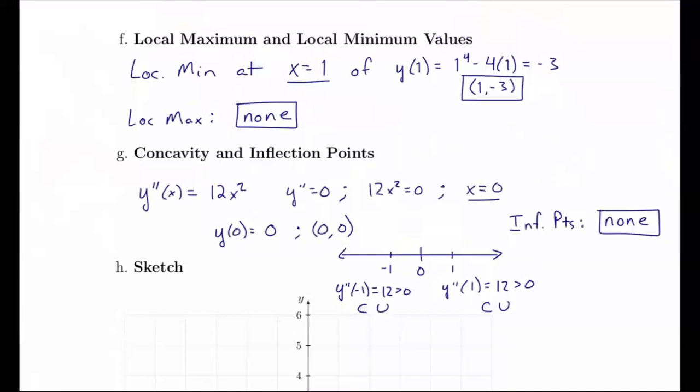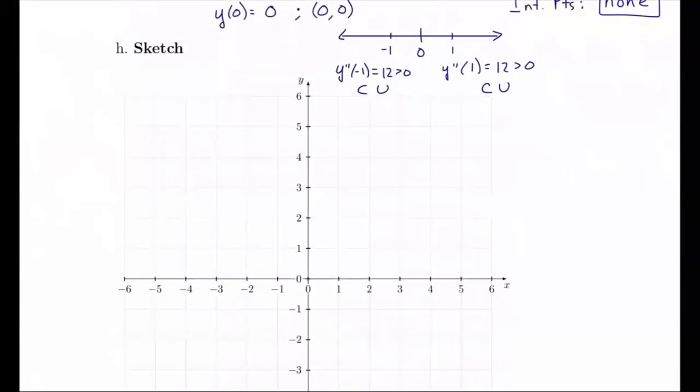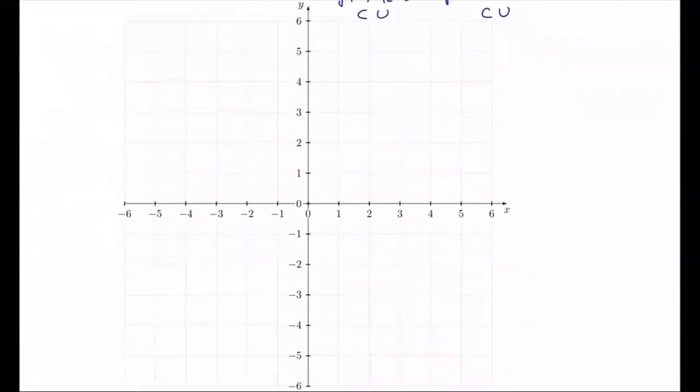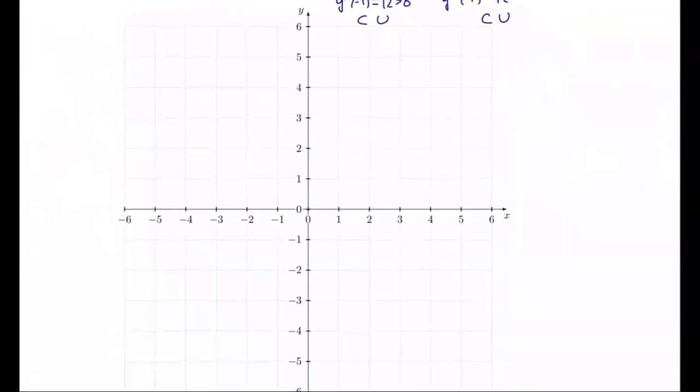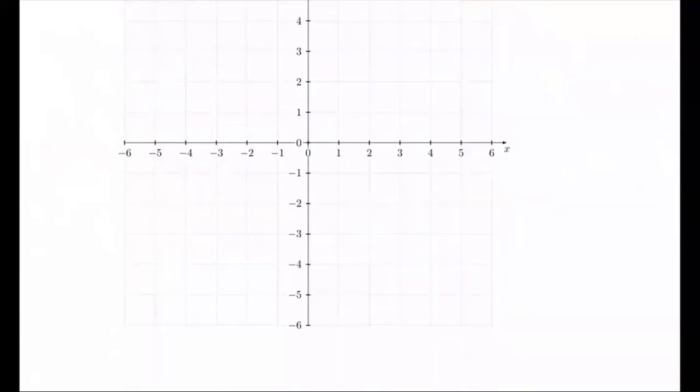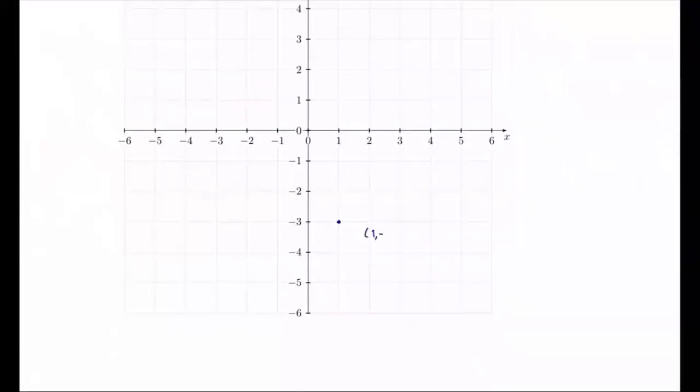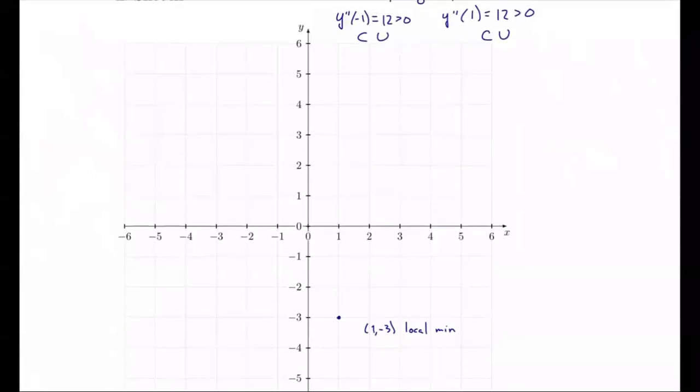I know that I have a local minimum at (1, -3), so I'm going to plot that point. Any points that I bothered to find here, I should do the work of plotting them. So (1, -3) is here on the graph. That's my local minimum, so I'll just label it local min. I know my end behavior is up and left, up and right. So that's good. We can get to that when we draw it.